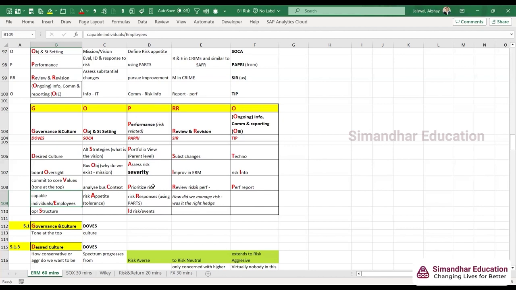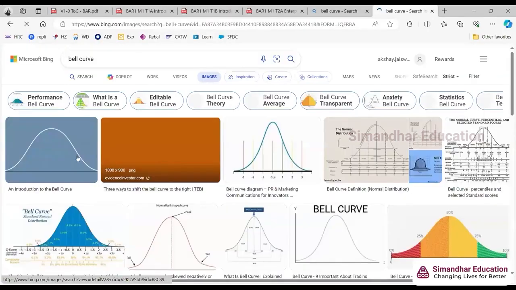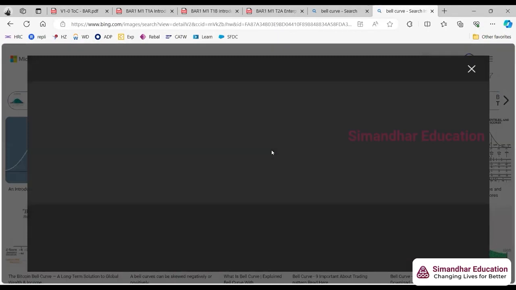Okay, the bell curve is a normalized curve. It is not part of your syllabus, but it is a part of statistics. So that normalized curve, okay, let me show you how it looks, then you will be able to understand. Yeah, you're seeing this.